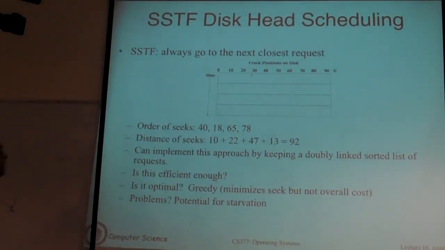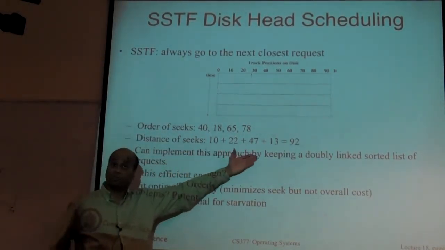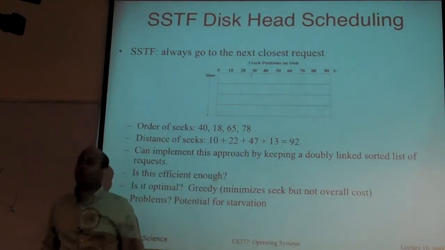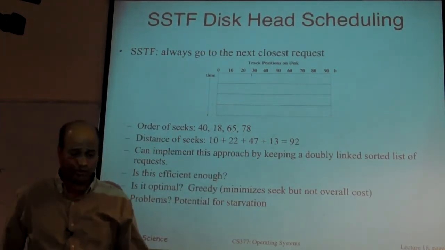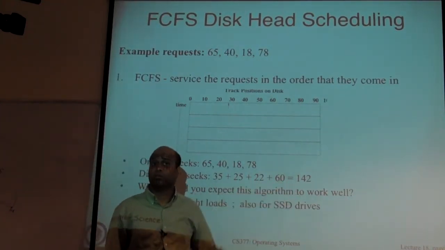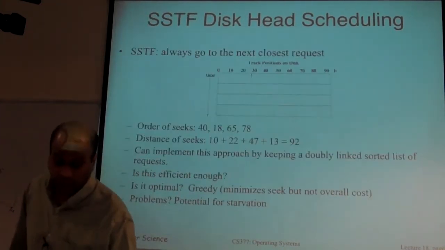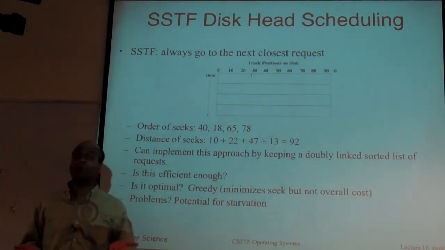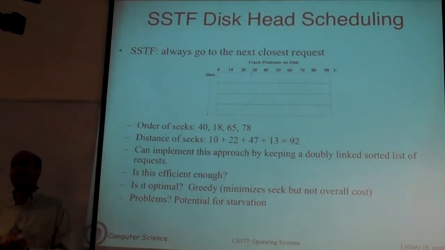So if you actually sum them, you'll see that your seek overhead has gone down to 92. In the FCFS, you had a seek cost of 142. Okay, that is reduced to 92. Same request, you just service them in a different order and you reduce the seek overhead.